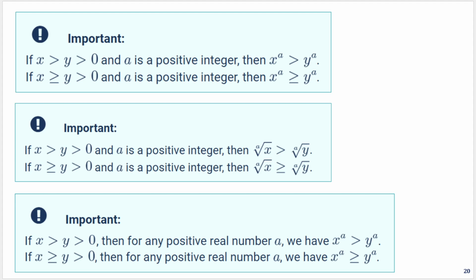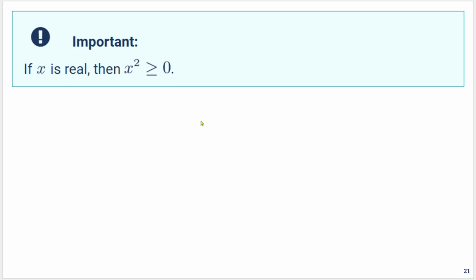And there's another property. If x is real, then we must have x squared is greater than or equal to 0, which means if x is real, we always have x squared is non-negative. So can you prove this is true?